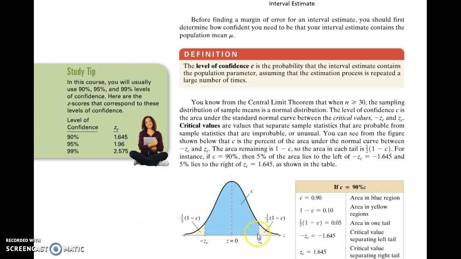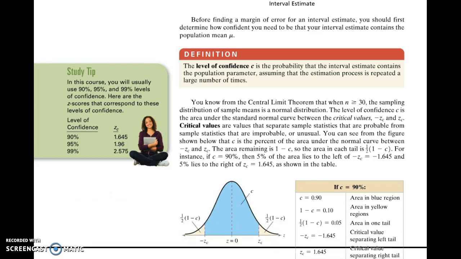Well, if we want 90% to be within our cutoff, that means 10% is outside. So 1 minus 90%, 1 minus our confidence level gives us 10%. Well, there's two sides, so that means 5% here and 5% here. So half of our 10% gives us 5% in each of the tails.